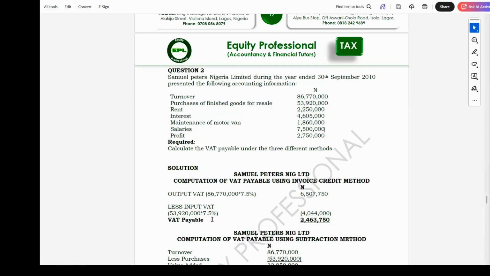So our value-added tax payable will now be what? The difference between the output VAT and the input VAT, which is 400,000 minus 607,750, will give us the value-added tax. Mishak, what's your question?